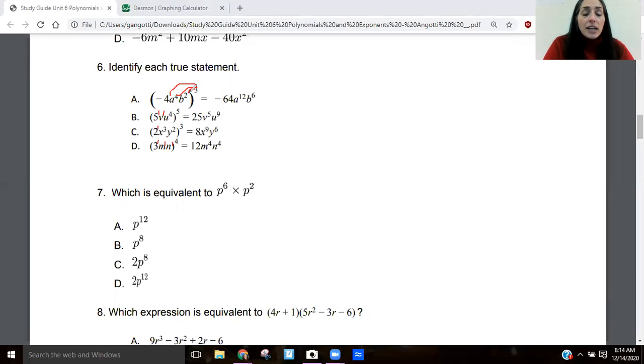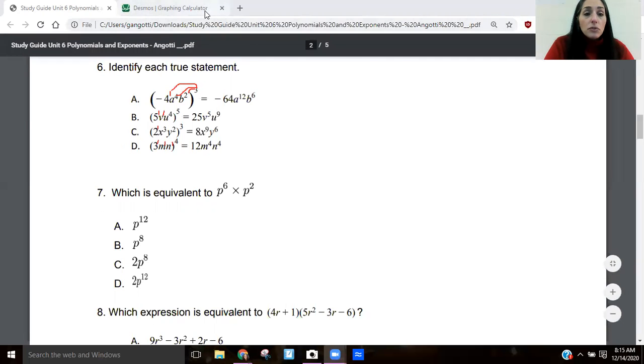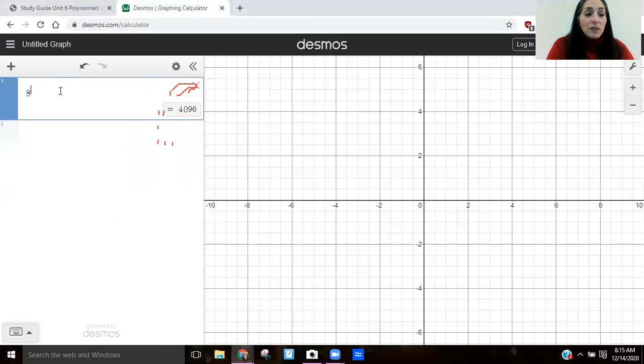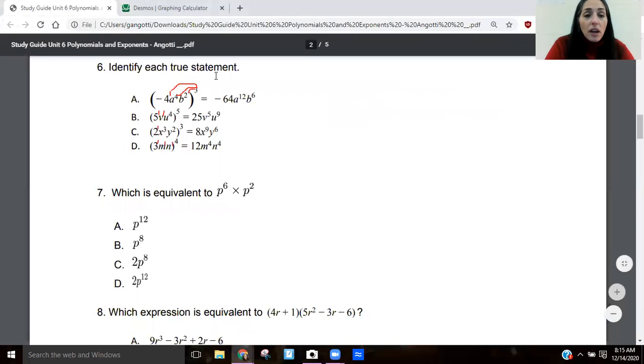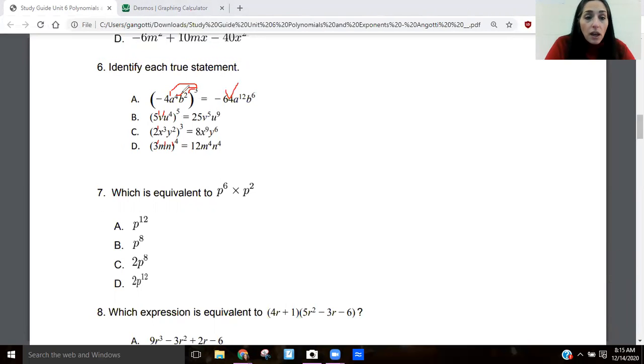So I need to actually do -4 to the 3rd power. I'm going to use my Desmos and ignore my little writing right there. -4 to the 3rd power. Yep, that is indeed -64. So this is good. 4 times 3 is 12. That is good. 2 times 3 is 6. That is good. So A is true, but that means there could still be some other ones that are true. So we've got to keep checking these.